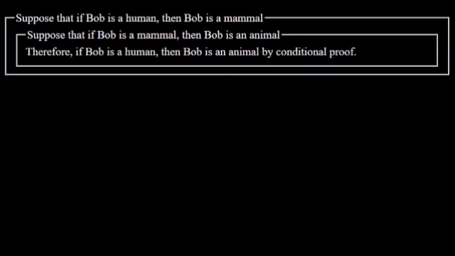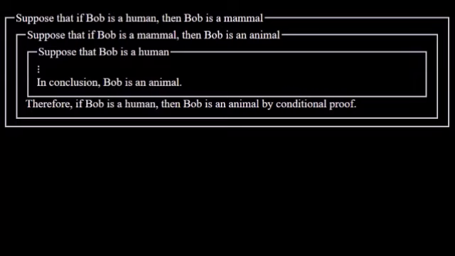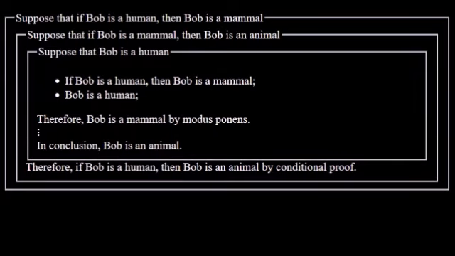Okay, well, we can interpret these letters as specific propositions to better understand the proof. First, suppose that if Bob is a human, then Bob is a mammal. Then suppose that if Bob is a mammal, then Bob is an animal. Now what we want to do is prove that if Bob is a human, then Bob is an animal. To do so, we're going to suppose Bob is a human. We know that if Bob is a human, then Bob is a mammal. But we also just supposed that Bob is a human. Therefore, Bob is a mammal by modus ponens, which is the most basic tool we use for deduction's sake. If A, then B; A; therefore B.